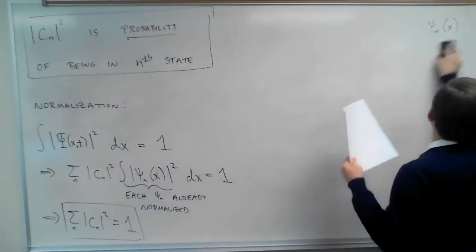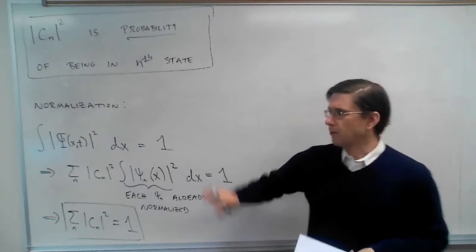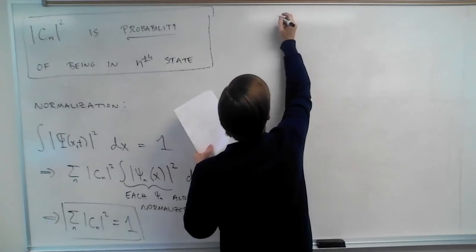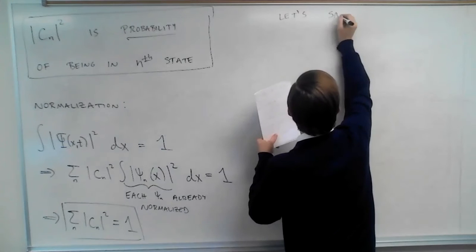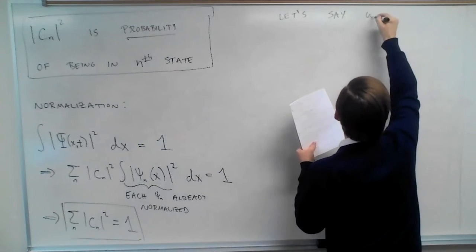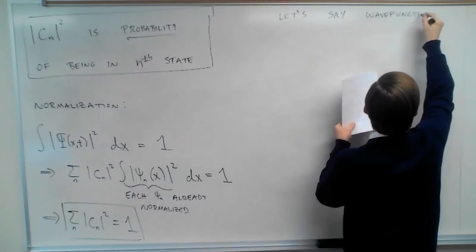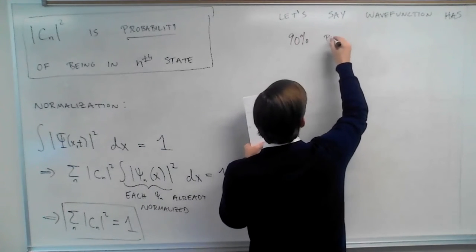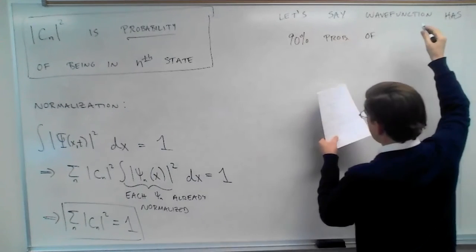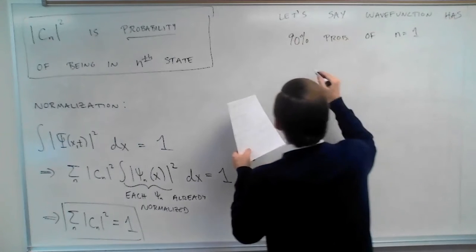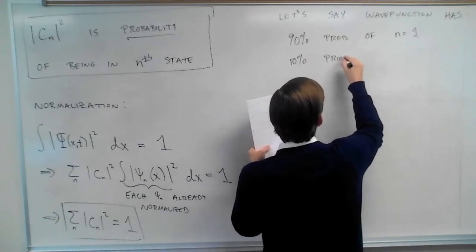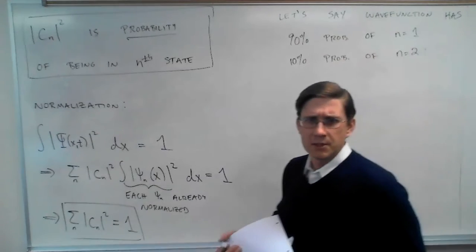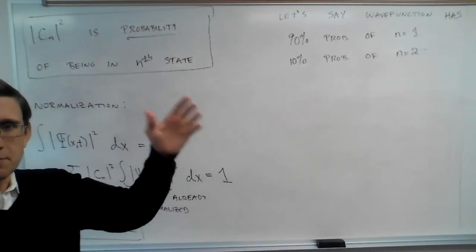So to give more of an example of this point, just to get you familiar with how these probabilities work and how we might write down certain wave functions, let's say that we have a wave function that has a 90% probability of being in the n equals 1 state and a 10% probability of n equals 2.